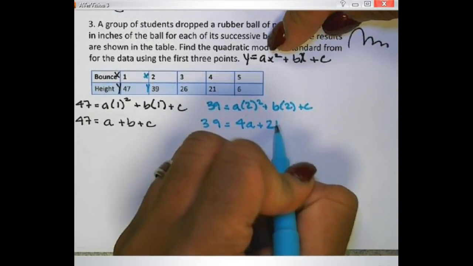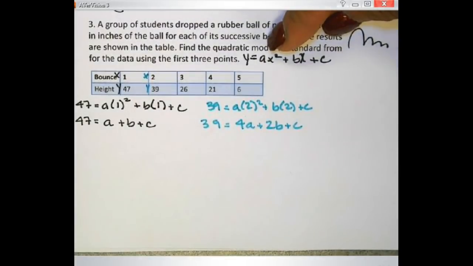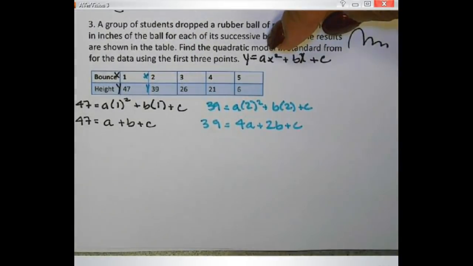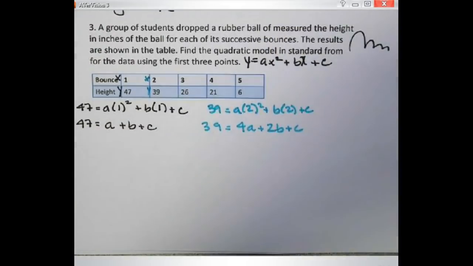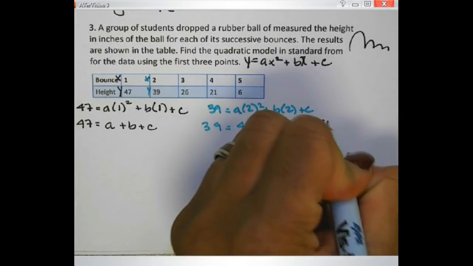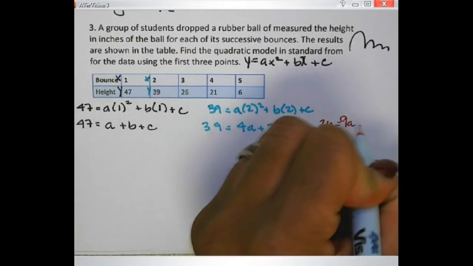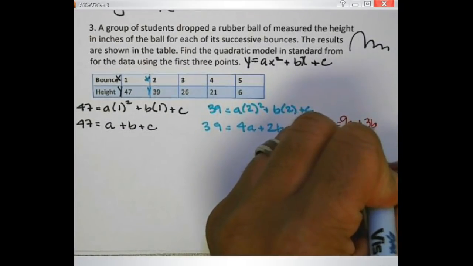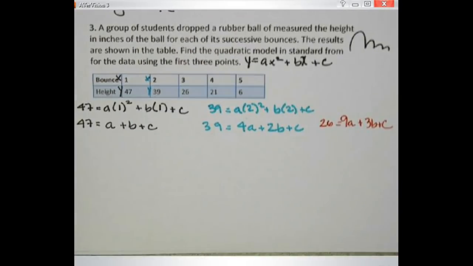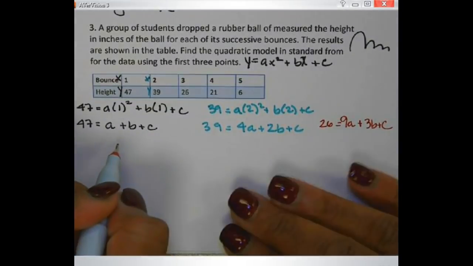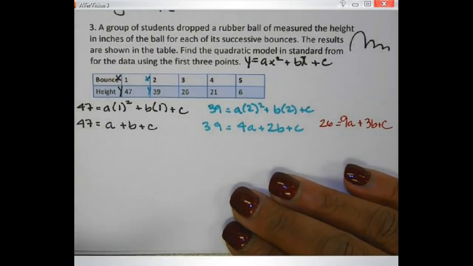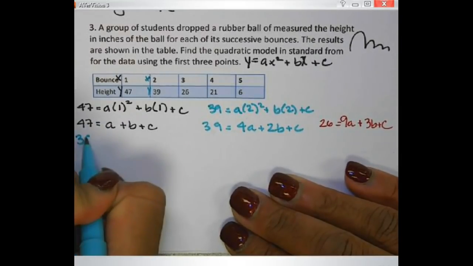If you want, and I'd be very, very proud of you if you did, press pause and plug in the next point. That would be dope. Make sure that your equation matches mine. You should get 26 equals 3 squared is 9a plus 3b plus c. Cool. This is a system. That's my first equation. Here's my next equation.